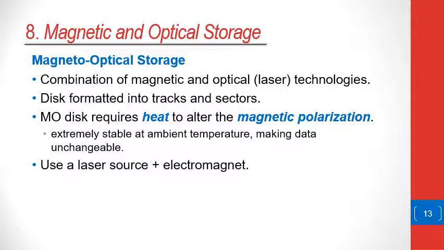So the way it works is that the disk requires heat to alter magnetic polarization. This makes it extremely stable, because in order for one to change the information on the disk, it needs to have both heat applied to it as well as a magnetic field applied to it, so it can't be easily changed. So at the heart of this technology there should be a laser source as well as an electromagnet for it to function.